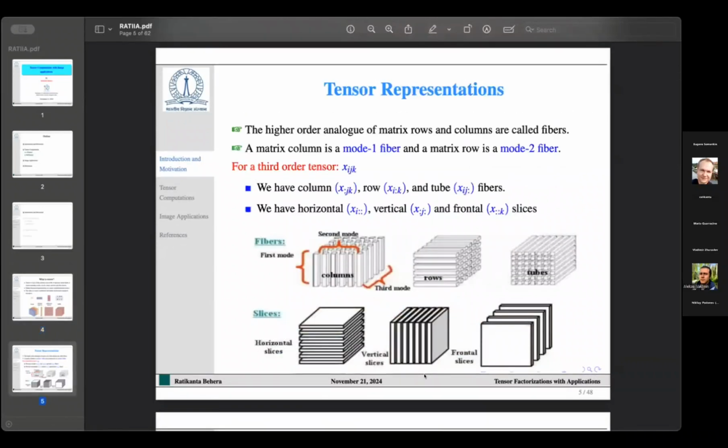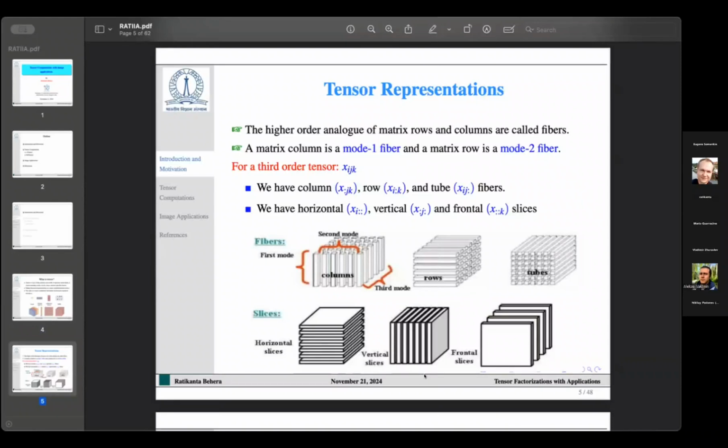Now come to this point. How do we represent a tensor? You know that in a matrix, there is a row and a column. But in a third order tensor, we have to give some names to say this direction or that direction. The higher order analog of matrix rows and columns we call fibers. That means mode 1 fiber, mode 2 fiber, mode 3 fiber. In this way, we can call them.